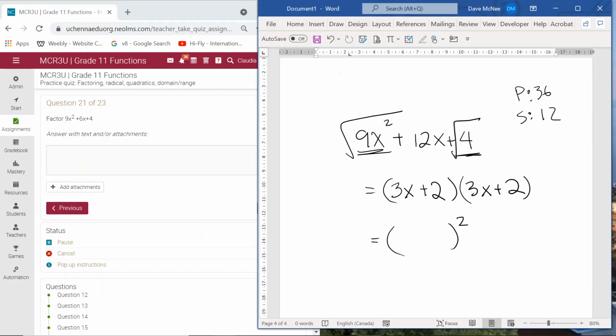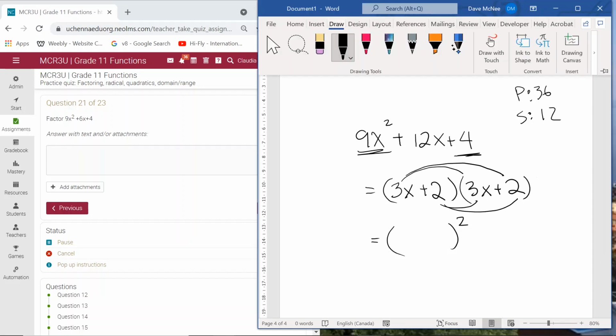And is that true? Can I do this? Well, if you just think about it and try and FOIL this or expand it, you have to ask yourself, will you come up with the original? Because that's really what you should get. That's how you can always check your factoring.